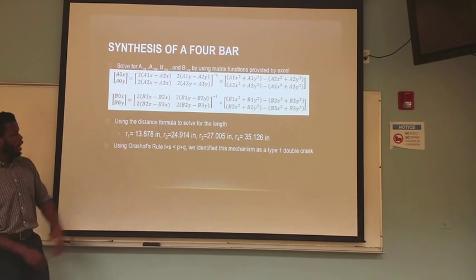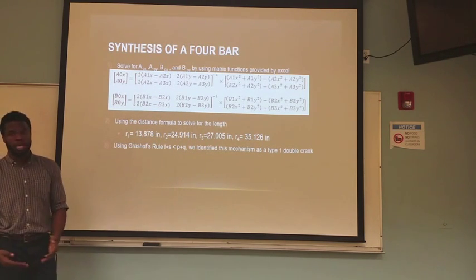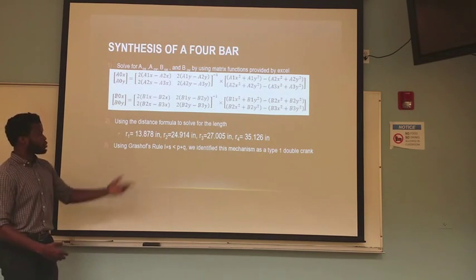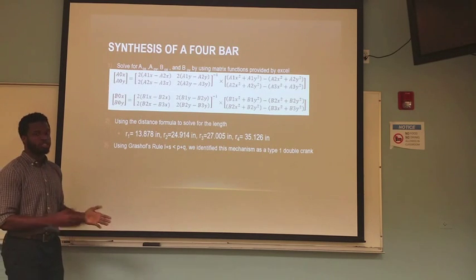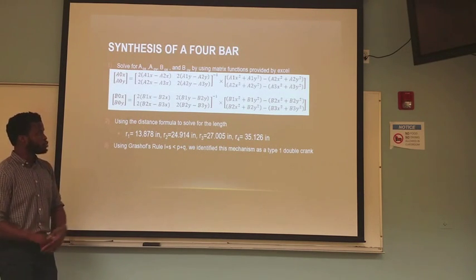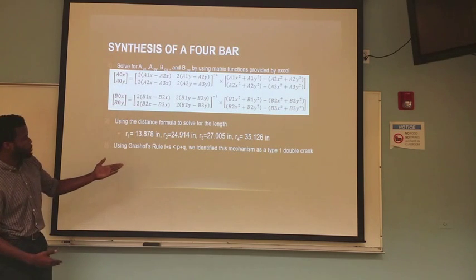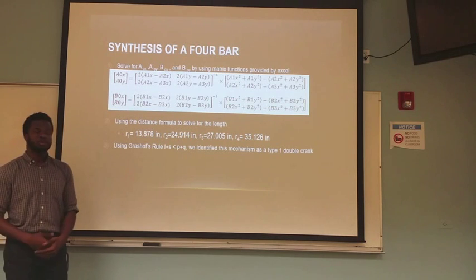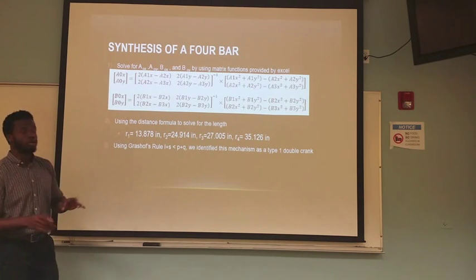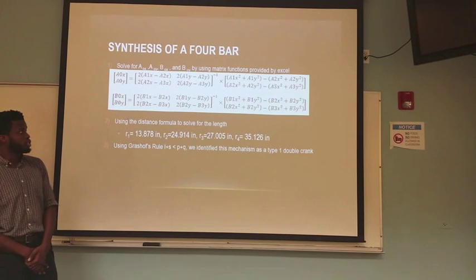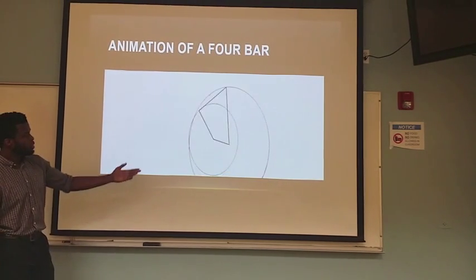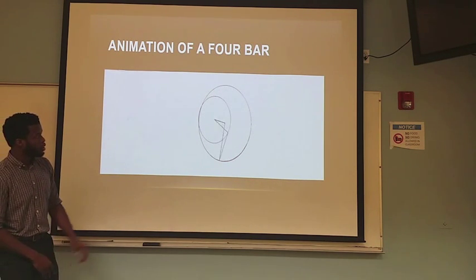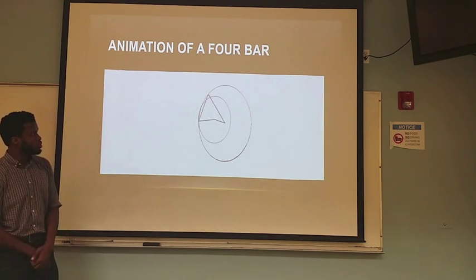And also, after these are found, we are then able to verify that this 4-bar linkage complies with Grashof's rule, which is that the sum of the longest and shortest links is less than the sum of the other 2 links. And with that application, we're able to identify the linkage as type 1. Also, it was a double crank, which meant the large and small links rotate a full 360 degrees. Here you see an example of our 4-bar mechanism and how the largest and shortest sides rotate 360 degrees.